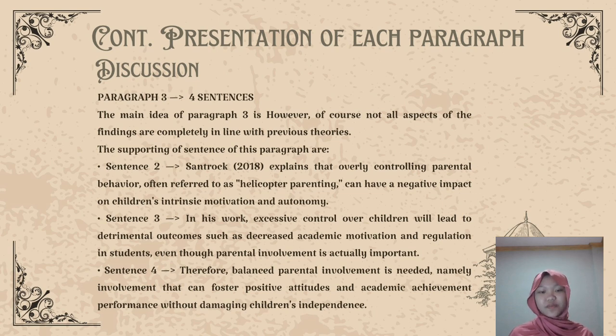In sentence 3 tells us that, in his work, excessive control over children will lead to detrimental outcomes such as decreased academic motivation and regulation in students, even though parental involvement is actually important. And in sentence 4 contains that, therefore, balanced parental involvement is needed, namely involvement that can foster positive attitudes and academic performance without damaging children's independence.